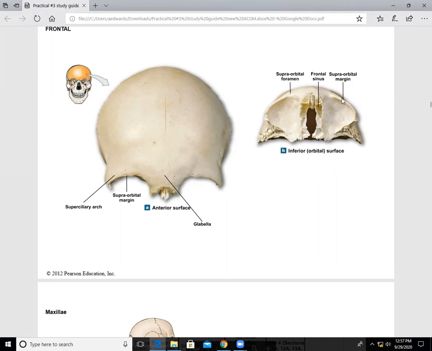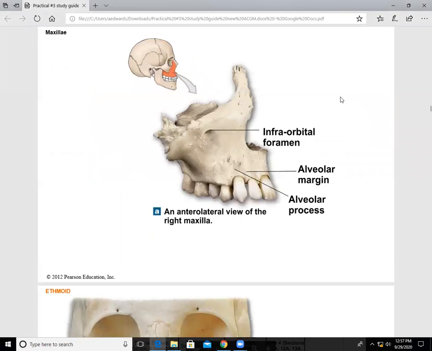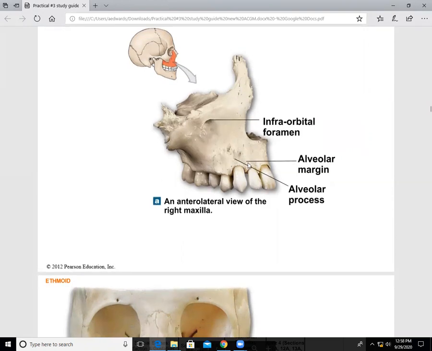And the supraorbital margin. Okay, if we look at the maxilla, here's some more structures. You have the infraorbital foramen under the eye, under the orbit. Essentially where, sort of a raising up where the tooth sticks into the maxilla, call it alveolar margin. Okay, you have little bumps here, we call that alveolar process.